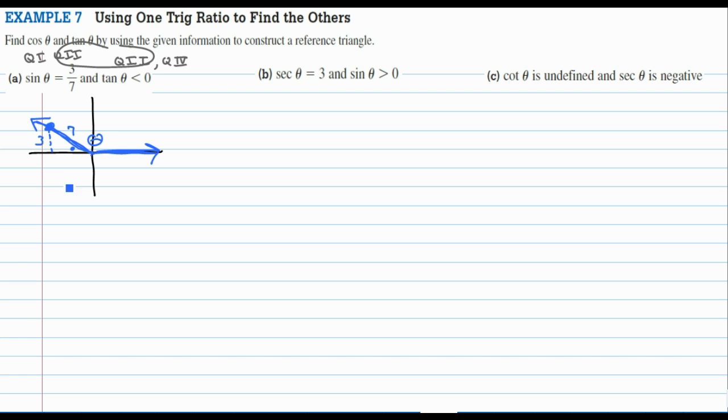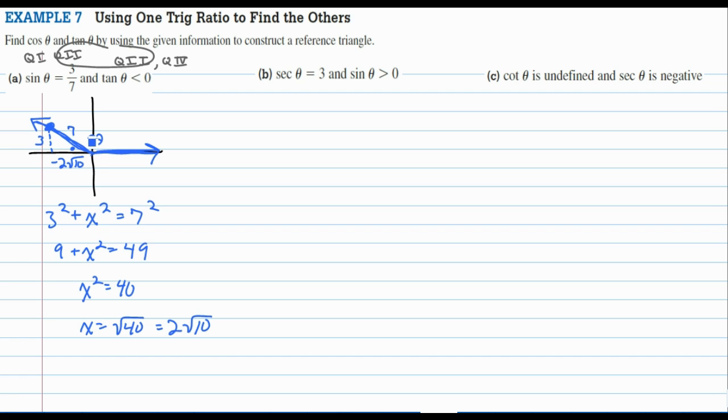So to find that third side, I'm going to use 3 squared plus, that's going to be my x-coordinate squared, equals 7 squared. So I got that my x-coordinate is going to be 2 square root 10, which I put up here as negative 2 square root 10.